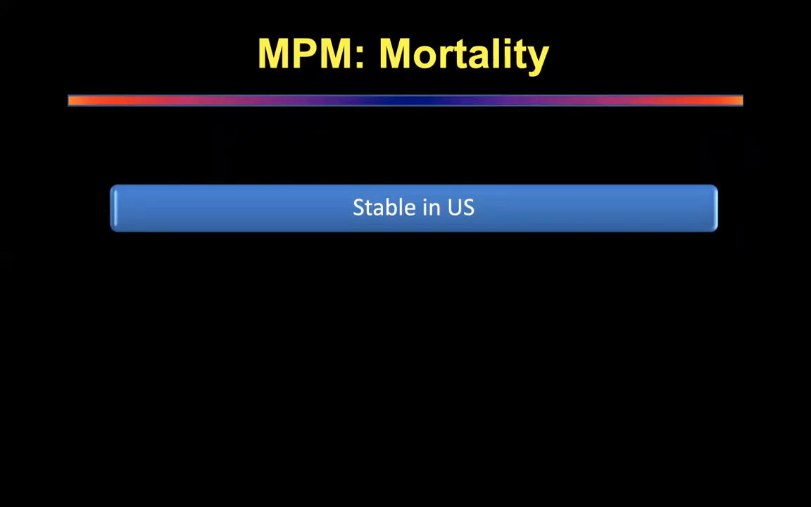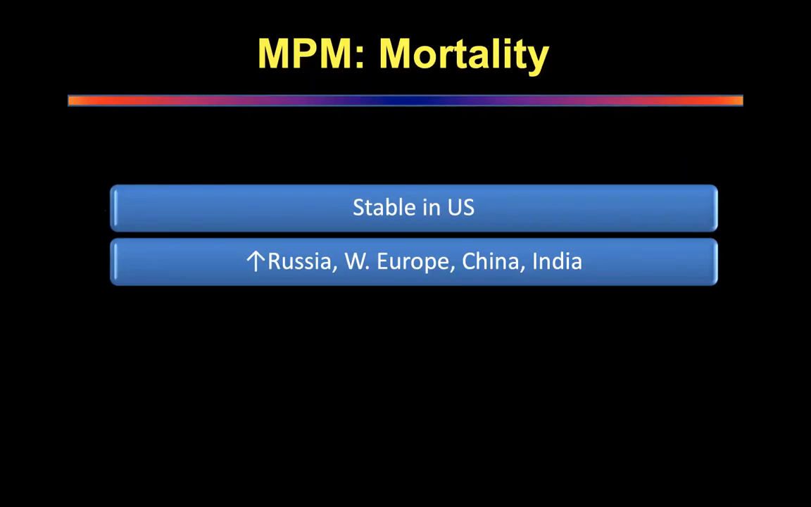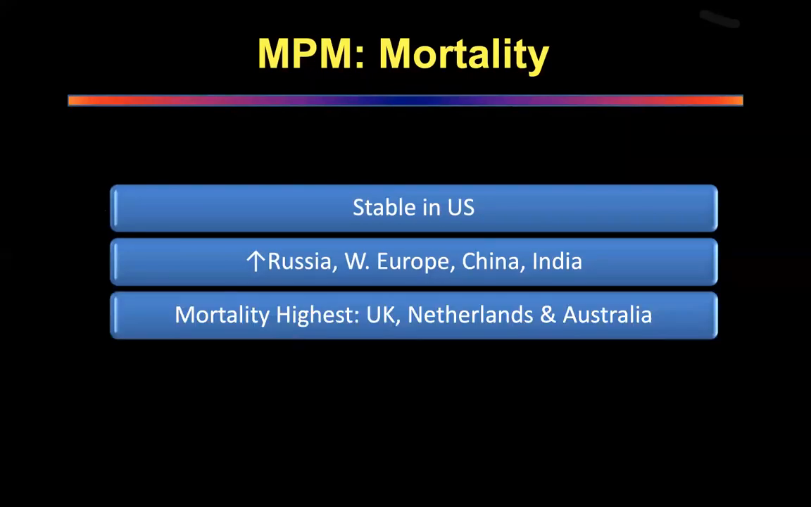But now, coming into 2020, the epidemic mortality has actually stabilized in the US. It is on the rise in Russia, Western Europe, China, and India. These countries are yet to see the hardcore cases of mesothelioma, but in the next few years, they will see more and more cases of advanced mesothelioma, purely because of the exposure pattern that has happened over the years. The mortality currently is the highest in UK, Netherlands, and Australia.